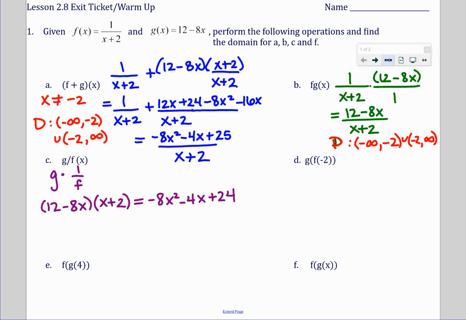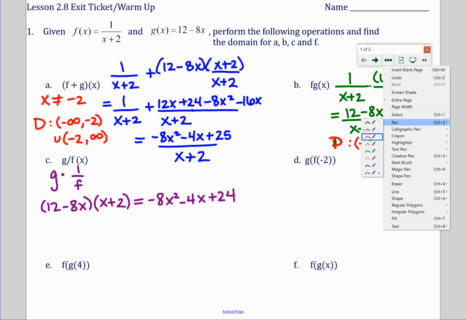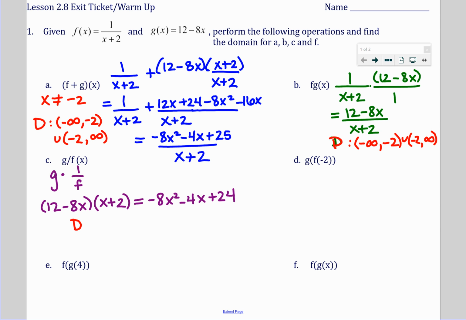Domain, again, of this one is everything except for negative 2. Even though negative 2 is not a restriction in the final answer, we used F to get it. So that carries through the problem.